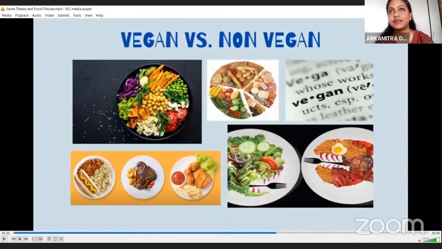Is it good for the environment? Is it good for your health? And all of that, right? So one of the key arguments in favor of veganism is that it is a greener diet, all puns intended.